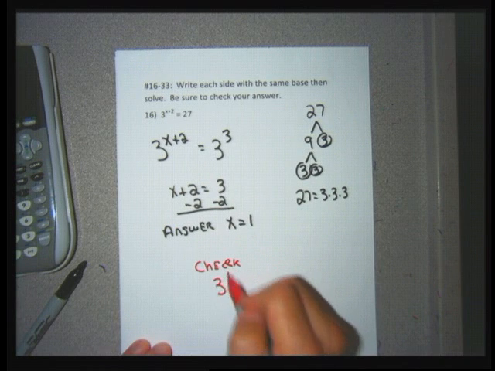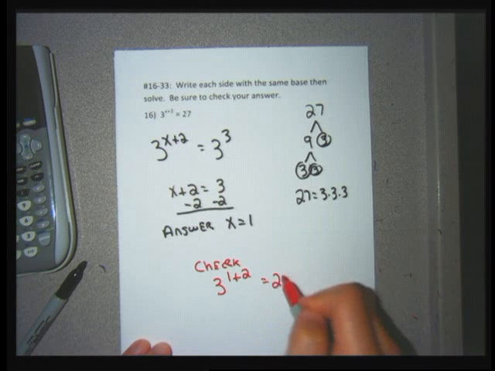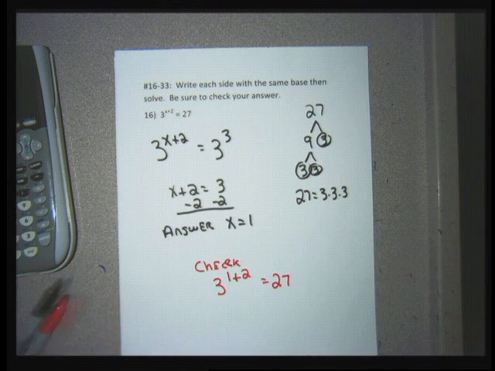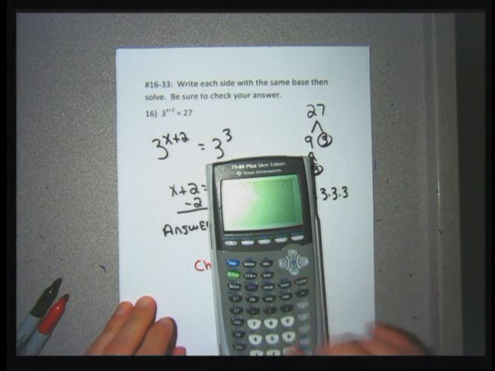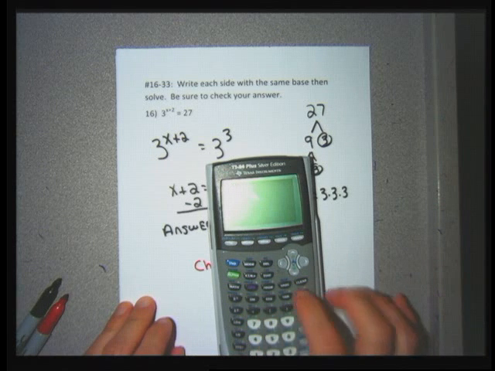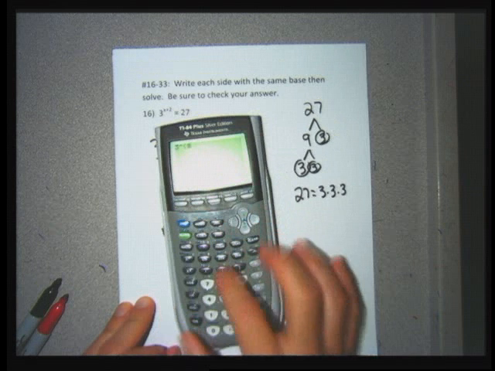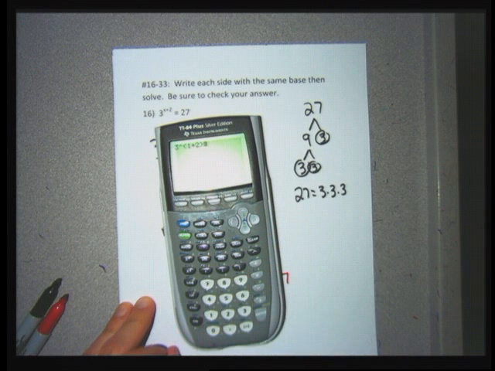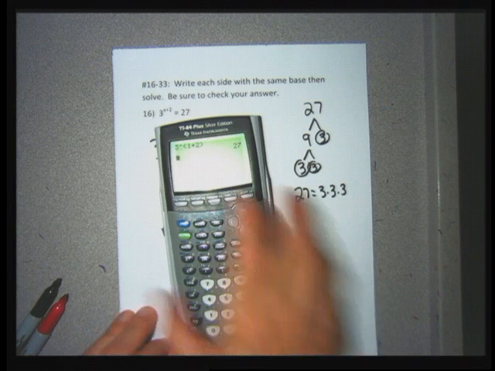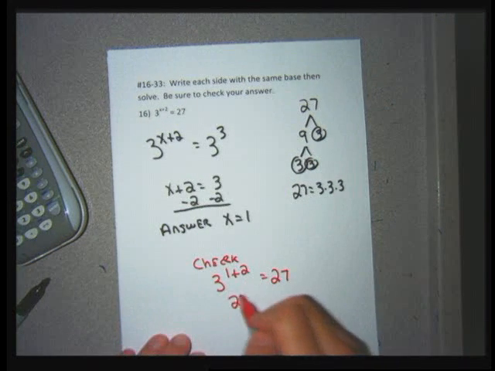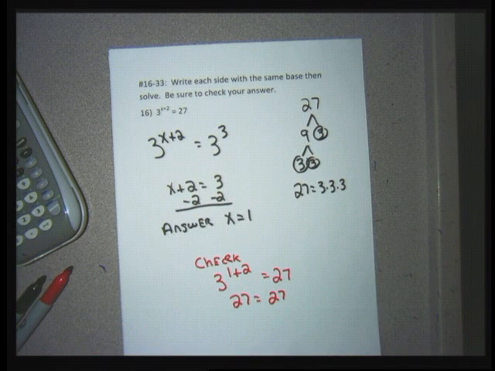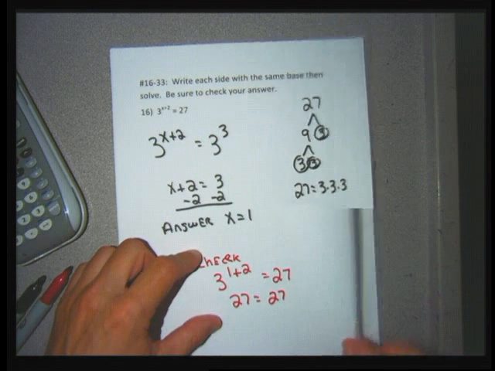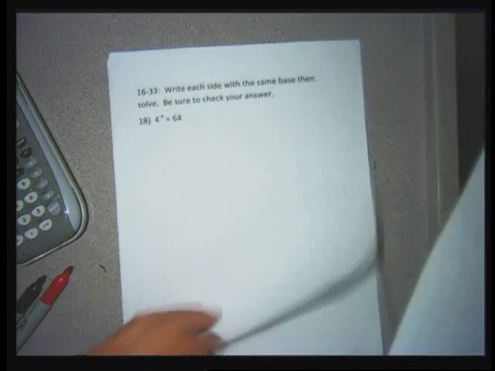So if I go to the original problem, 3 to the x plus 2 equals 27, it should be the case that 3 to the 1 plus 2 equals 27. I'm going to be ultra lazy and use my calculator. I'm going to go 3, up arrow, 1 plus 2. Put that in the parentheses. There's 3 to the 1 plus 2. When I hit enter, it says 27, because when I put what I think my answer is into the original problem, both sides simplify to the same number, so my answer is correct. So the answer to 16 is 1, and I checked. Anytime you have a problem with an equal sign and expect to get a numerical answer, you can check that numerical answer.